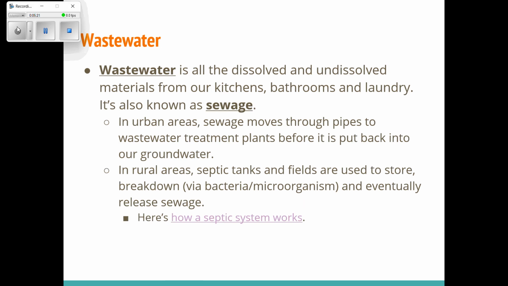Wastewater is all the dissolved and undissolved materials from our kitchen, bathroom, and laundry. It's also known as sewage. So anything that gets disposed of water that we've already used would be wastewater. In urban areas, so in a city, sewage moves through pipes to wastewater treatment plants before it is put back into our groundwater. So we have a wastewater treatment plant in Camrose. In rural areas, septic tanks and fields are used to store, break down, and eventually release sewage. I will show you the video of how a septic system works later.